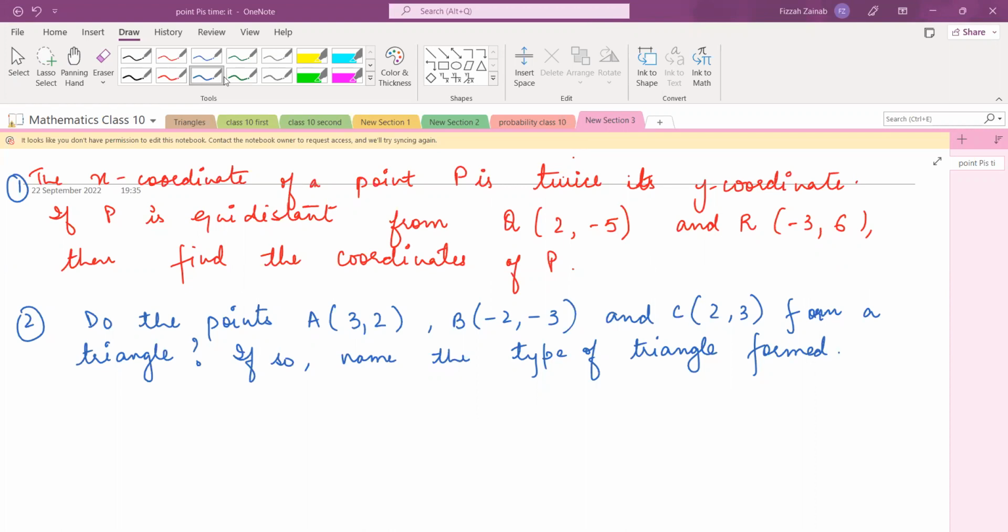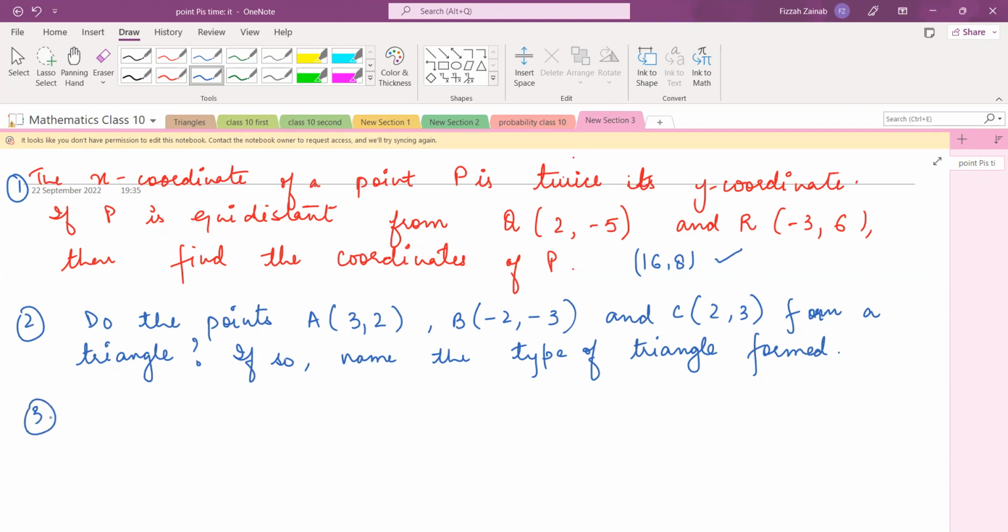Yes, Hamna, what are the coordinates of P in the first question? Hamna, I can't hear you. Please unmute yourself. Okay, Harsha, what are the coordinates? Ma'am, the x coordinate is 16 and y coordinate is 8. Okay, that's right. Now please attempt the second question.